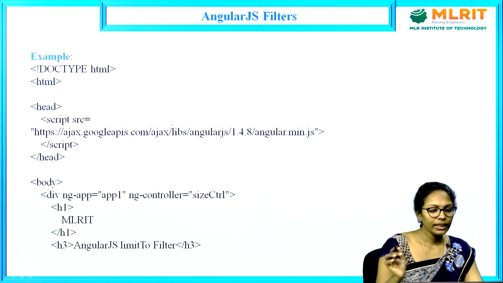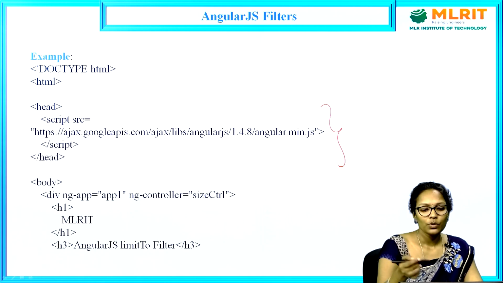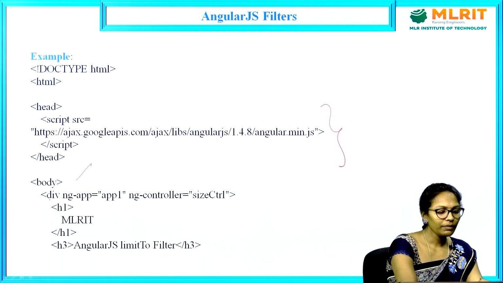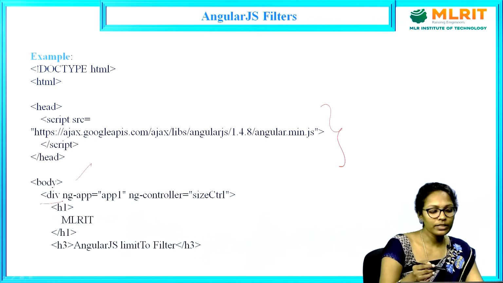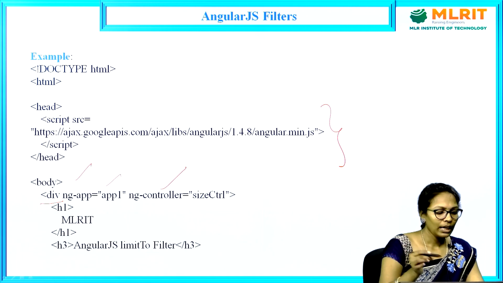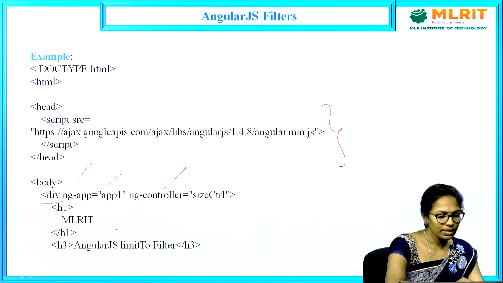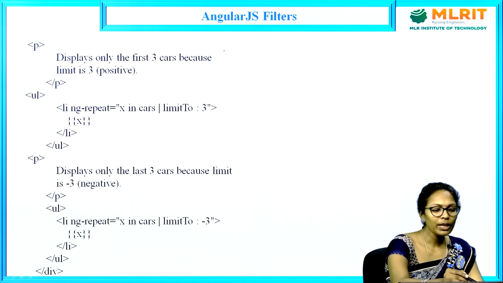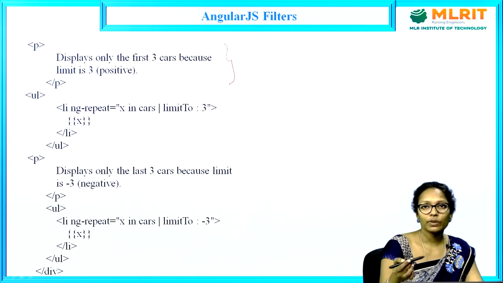And coming to the example, again the common script tag with this AngularJS file. If you want to use AngularJS features or libraries, then it is mandatory. And in the body section, I have created a division for my AngularJS with the 2 attributes ng-app and ng-controller. And now I am just printing this MLR IT message within H1. And after that I am giving a paragraph message just for understanding purpose.